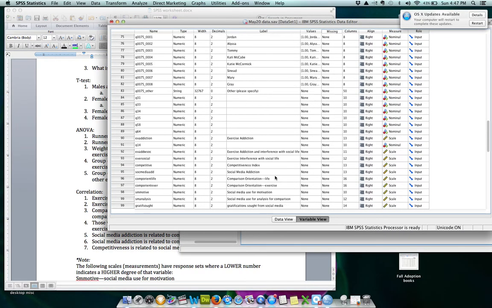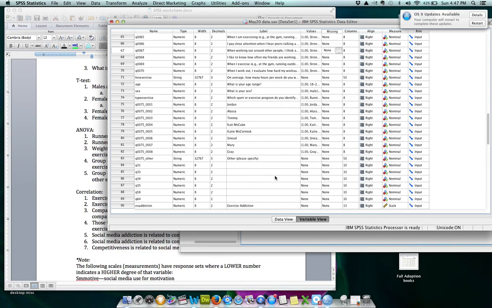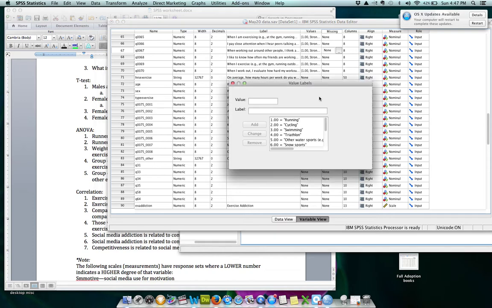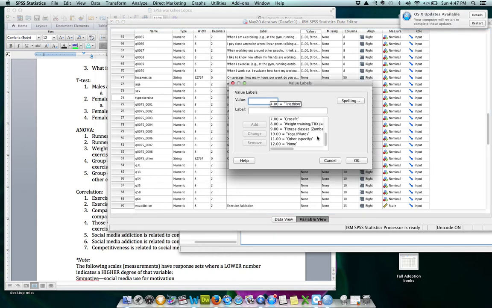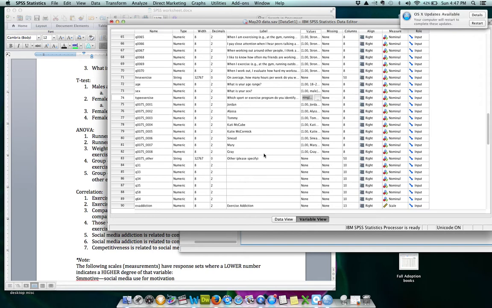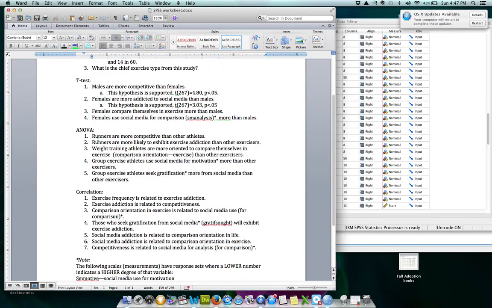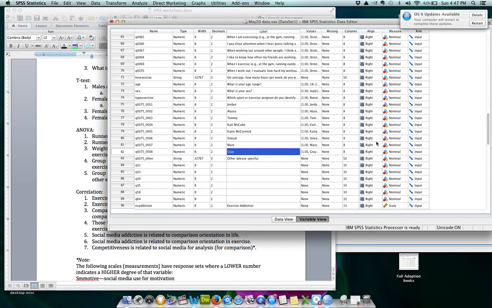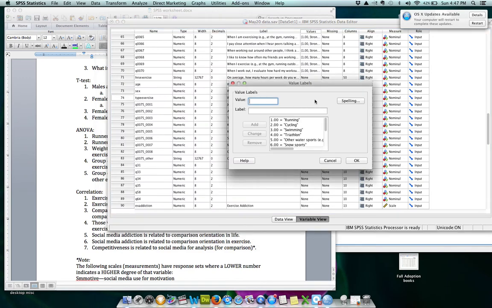As you can see, what sport or exercise program do you identify with? We have snow sports. I didn't think we had too many of those. I had 12. So let's see if runners are more competitive than other athletes. Let's just see.